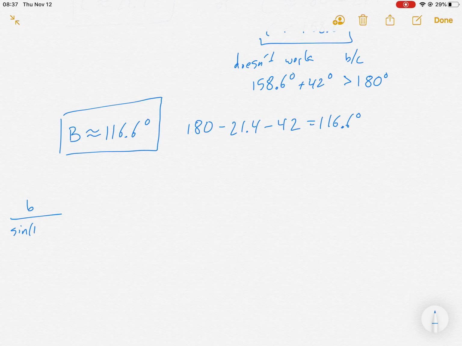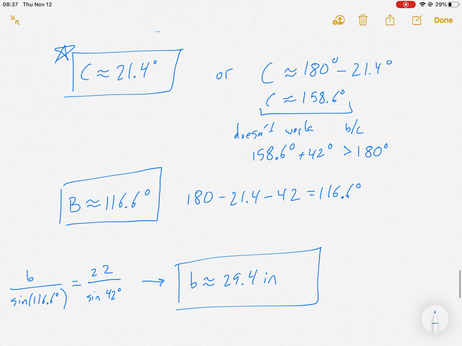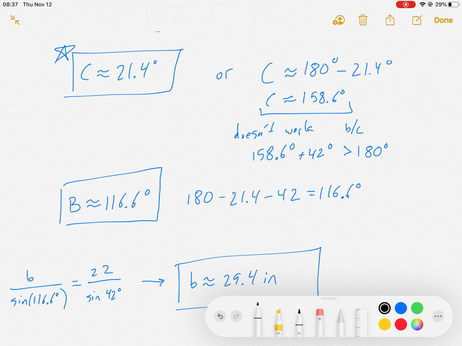B over sine of 116.6. I'm not using the rounded version when I actually do this on the calculator. Equals A over sine of the angle 42 degrees. And so if you do all that, multiplying both sides by the sine of 116, you end up with B approximately 29.4 inches. So there's our final answer. The missing pieces are angle C, angle B, and then side B as well. So that was the situation where there was one solution.